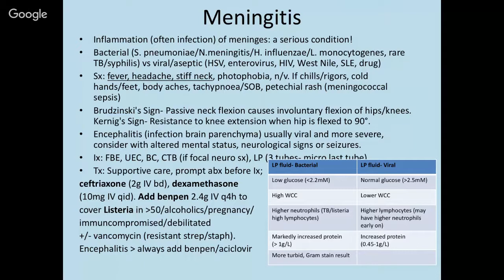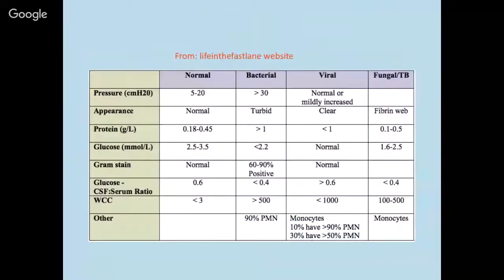And you have more protein in bacterial as well, much more protein. Again, I think because bacteria are larger, much bigger organisms, there's more protein. In viral, you have slightly increased protein. And in bacterial, you can have a turbid CSF.